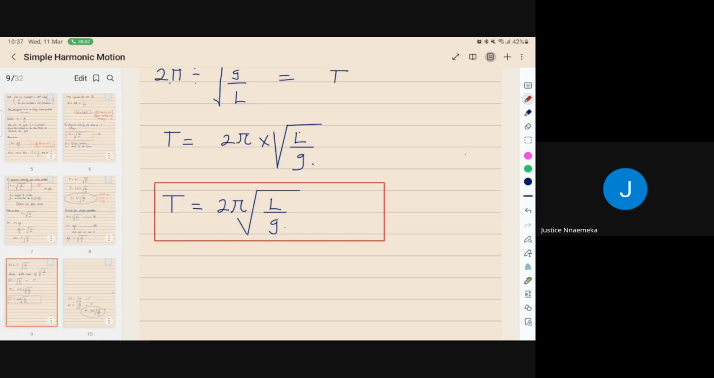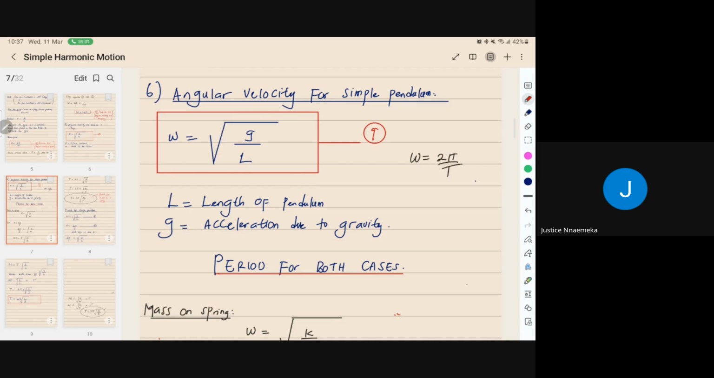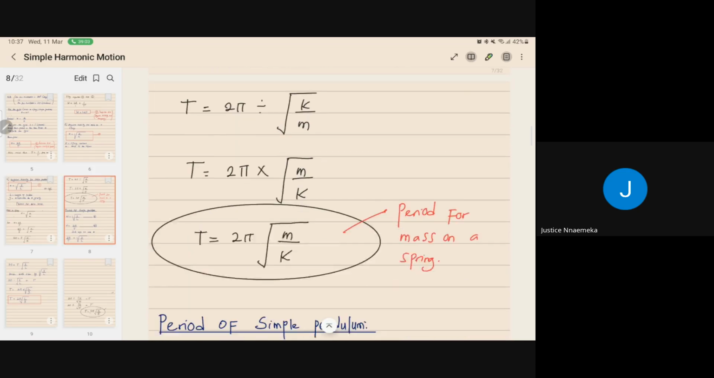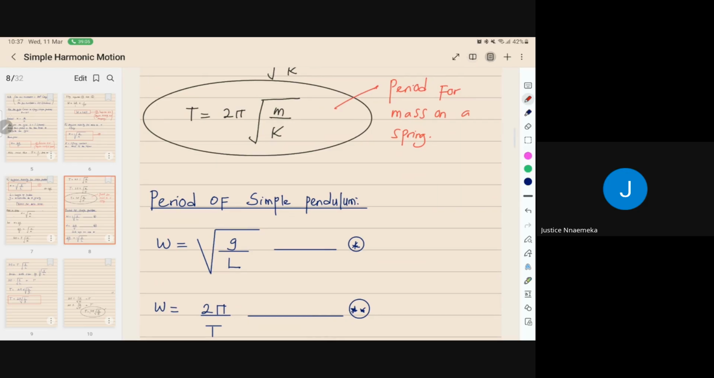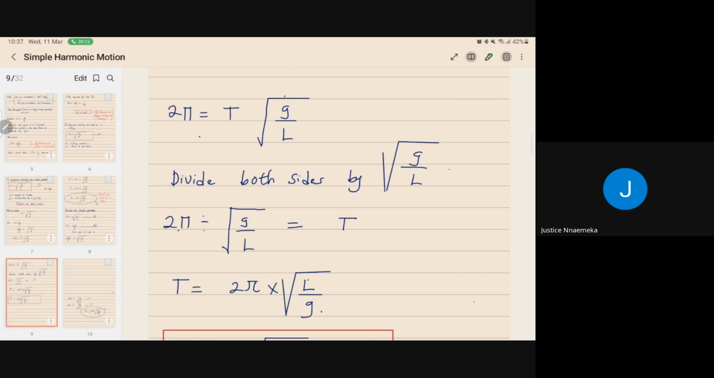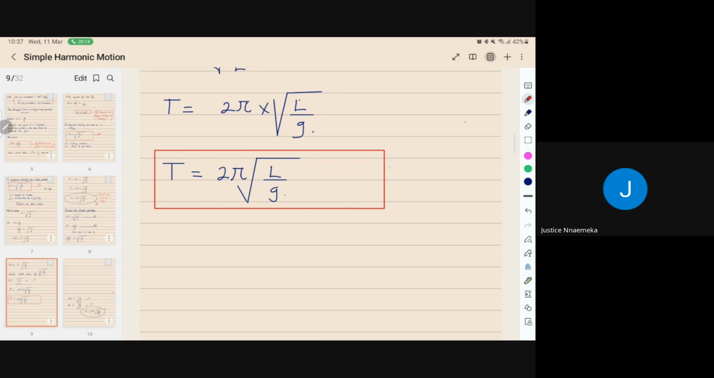Then this is my final equation, right? Let me call it equation number 9. This is equation 10. But don't worry about all those equation 10, equation 9. This is the period for mass on a spring. And then this one happens to be the period for your simple pendulum.